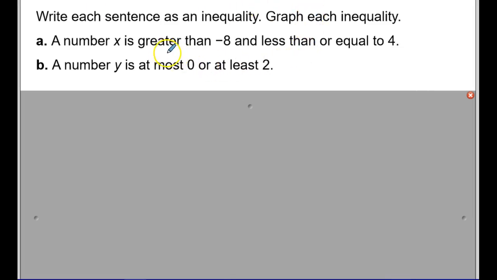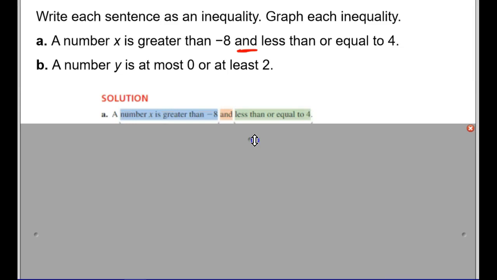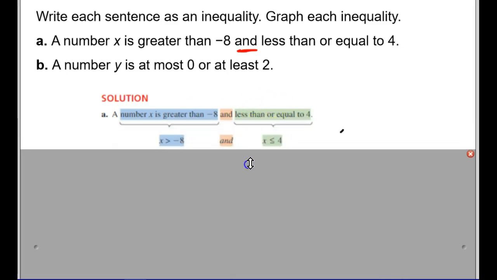So the first thing is a number x is greater than -8 and, there's my key word, less than or equal to 4. So I want to look at them in chunks. So a number x is greater than -8, so I can write that inequality, and then I can write the inequality for less than or equal to 4. So that's what that looks like.